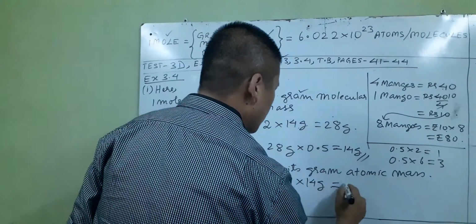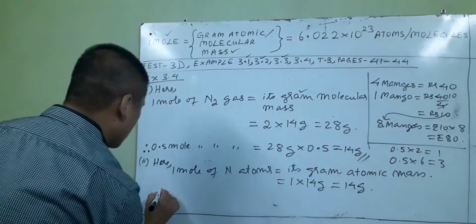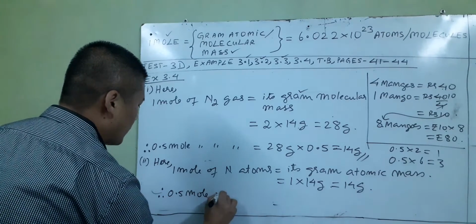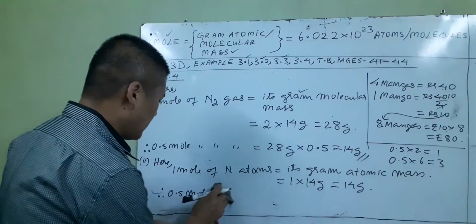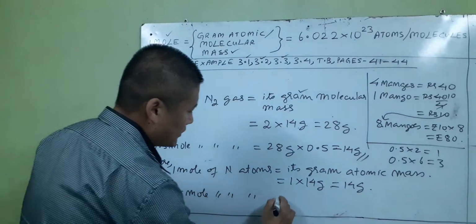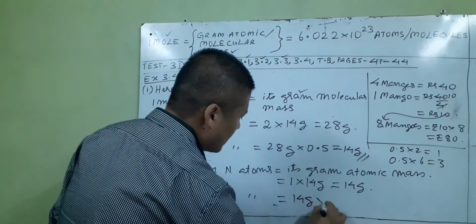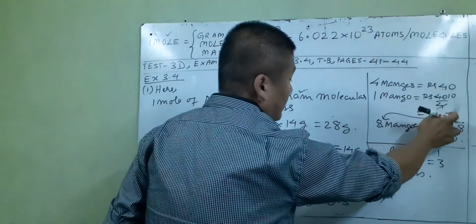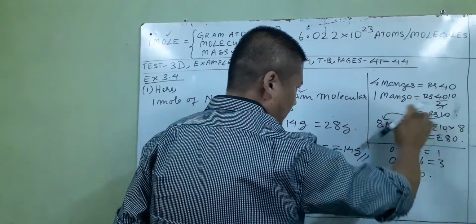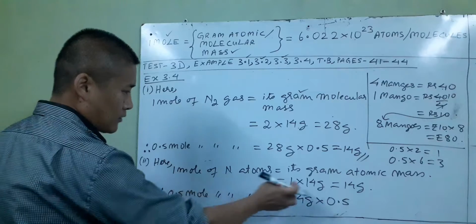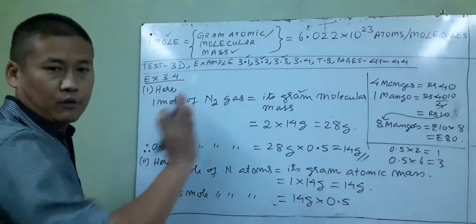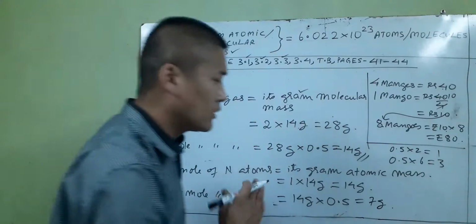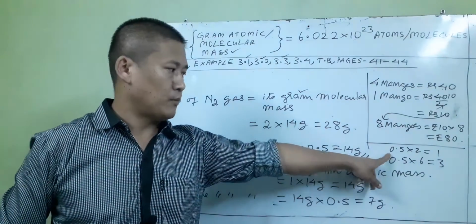So that is equal to 14 grams. They're asking for 0.5 mole. So 0.5 mole of N atoms will be equal to whatever number you got there, 14 grams multiplied by 0.5. Right and left down, mango method: 1 mole is 14 grams. So 0.5 means half, so 7 grams, because half of 14. No need to go to rough also, if you know that 0.5 is half.